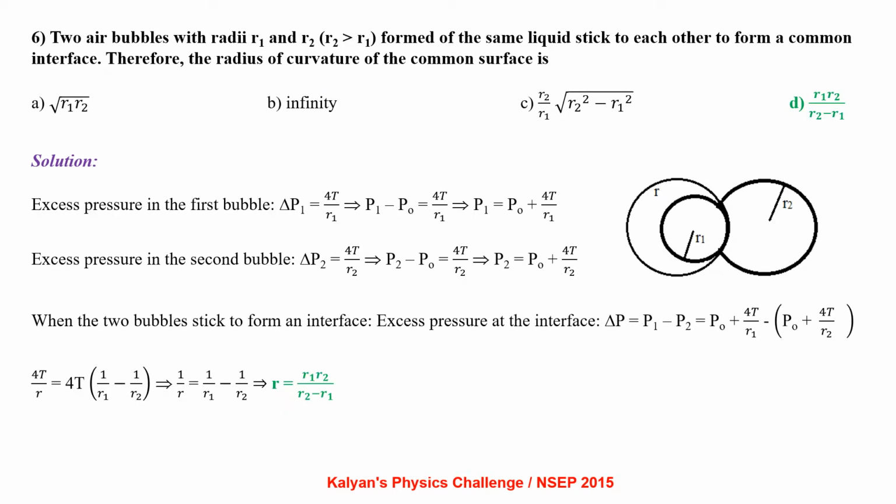Two air bubbles with radii R1 and R2, given R2 greater than R1, formed of the same liquid stick together to form a common interface. Therefore, the radius of curvature of the common surface is.